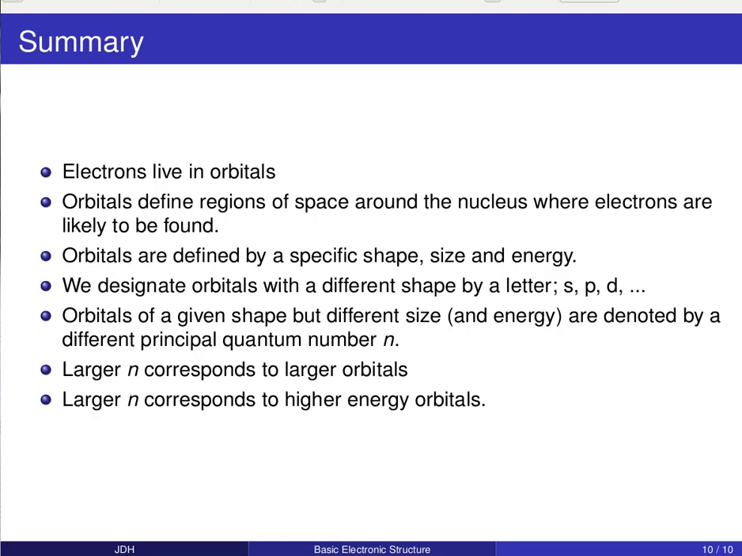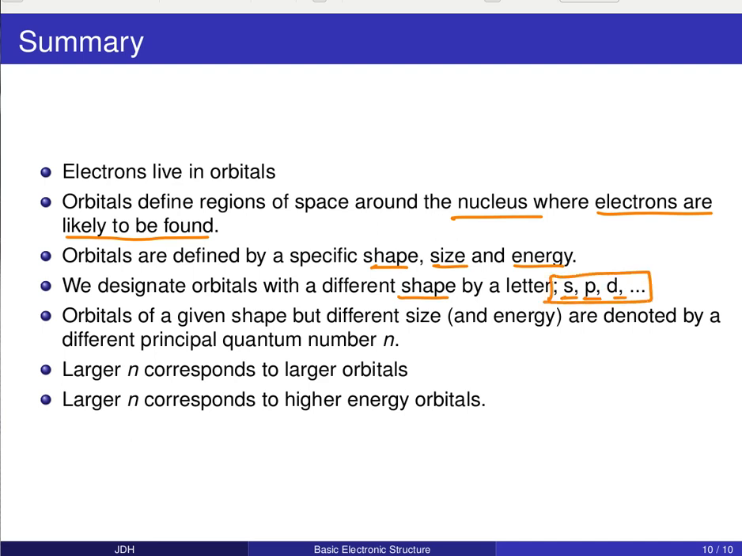Okay, so that was a lot of new material. Let's do a quick recap. First and foremost, electrons live in orbitals, these regions of space around the nucleus that describe the likelihood of finding the electron in this region. Orbitals are defined by a specific shape, size, and energy. We designate different orbital shapes by a letter, s, p, d, f, g, and so on and so forth.